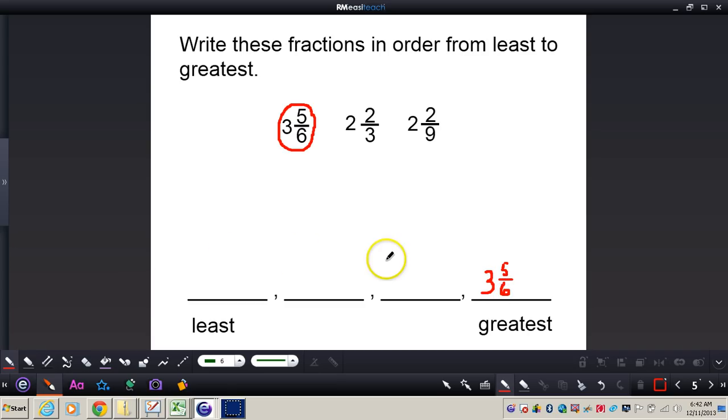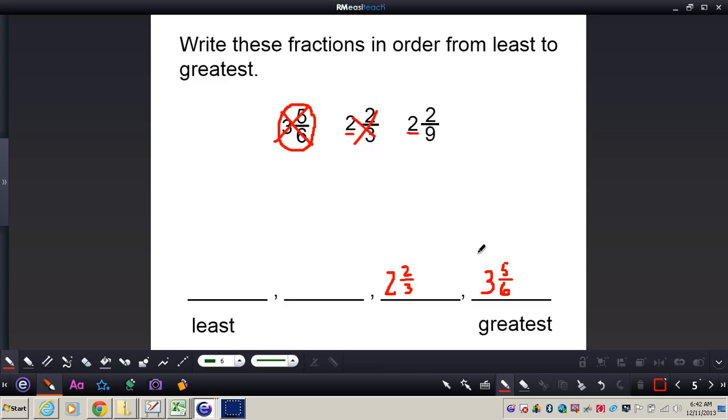Now we do have an extra line, but that's okay. For the next one, we have 2 and 2/3, 2 and 2/9. The 2's are equal, so we don't know which one's greater yet. However, when we look at the fractions, the numerators are equal. Whenever the numerators are equal, remember the denominator with the lowest number is actually the greater fraction. So then 2 and 2/3 would be the next greatest fraction. We can cross that out. Whoops, cross that 3 and 5/6 out as well.